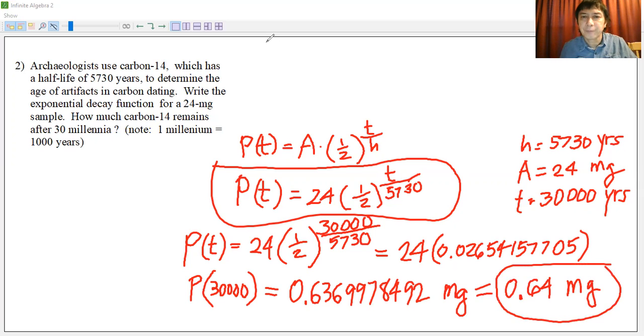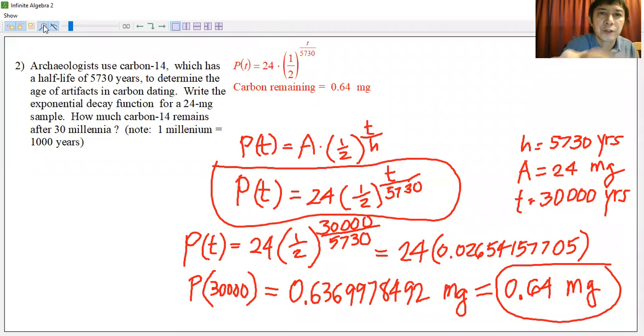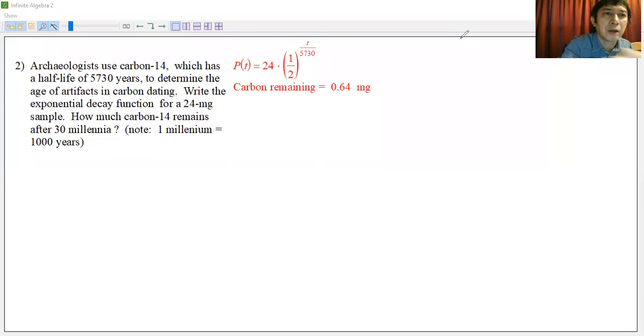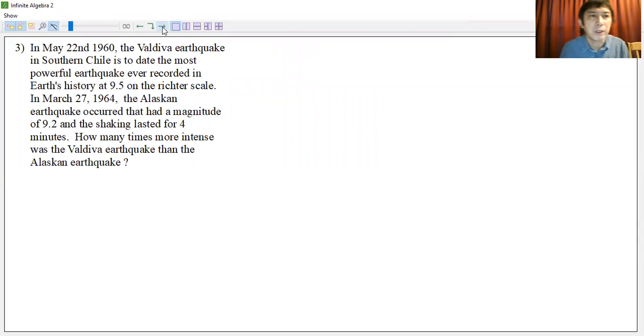There. Okay, this goes to our number 2. Let's check and verify. So these are the answers. This is the required exponential decay function. This is the remaining amount at 0.64 milligram. Okay, that will be our number 2. Let's proceed to number 3. Let's clear the screen. This is number 3.